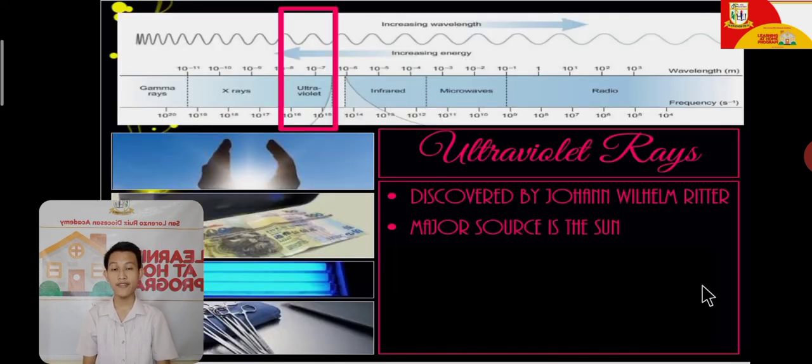is the ultraviolet rays. So kung kanina meron tayong infrared o bago mag-red, pagkatapos naman ng visible light, ang dulo niya kasi ay violet, so meron tayong ultraviolet na tinatawag. Okay, ultraviolet rays were discovered by Johann Wilhelm Ritter. Ang major source niya ay yung sun. Okay? So sunlight talaga is nagre-release ng tinatawag nating ultraviolet rays. Yun ay harmful kung dumating sa ating katawan. But some ultraviolet rays, meron naman siyang good effects na tinatawag natin.